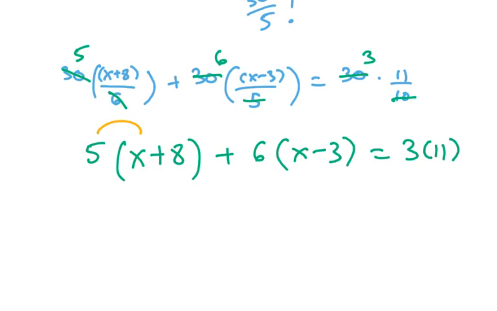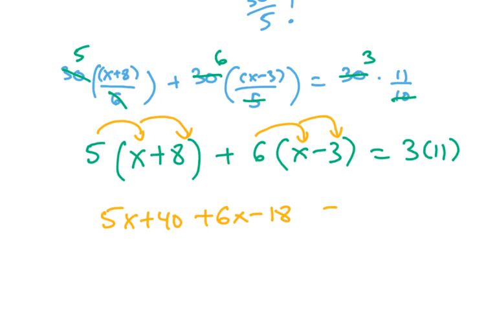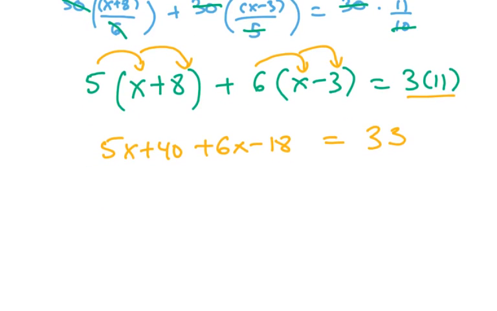So distribution is the next step. So we get 5x plus 40, distribute here as well, which is 6x minus 18 equals 3 times 11 is 33. Okay, so from here, we're going to combine like terms. So if I have 5x and 6x, that's a total of 11x. And if I have 40 minus 18, that's 30 minus 8, which is 22. Equals 33. So again, the goal here is to combine things that are alike.